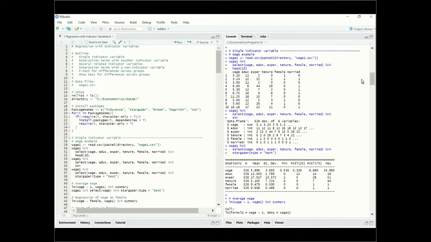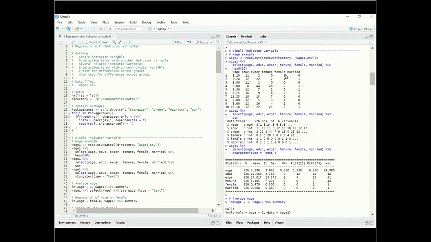Here's how the data looks. Here we have wage, which is measured in dollars. These are the first 10 observations in the data. We have education in number of years, experience in number of years, and tenure, which is how many years a person has been with the company. And then we have two indicator variables, one for female and one for married.